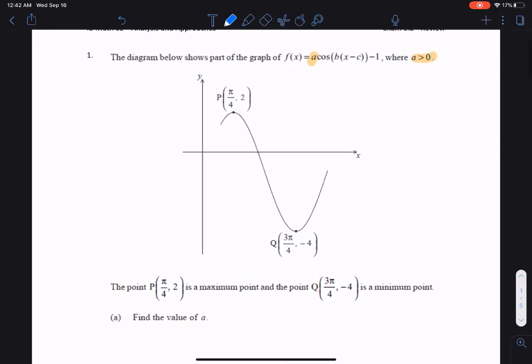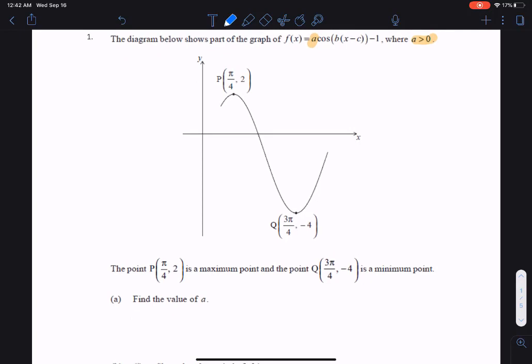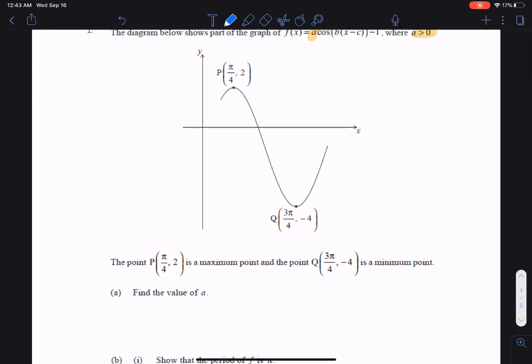That makes it a lot simpler. We don't have to worry about any reflections across the x-axis or anything like that. So here's what we've got. The point P is at the top of the graph. It's pi over 4 and 2. They show you this, and of course the other point Q is at the bottom, the minimum point. Find the value of a.